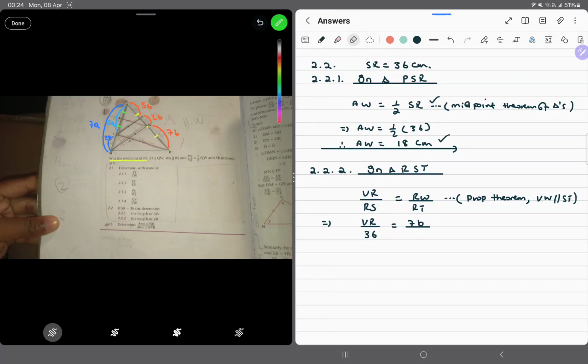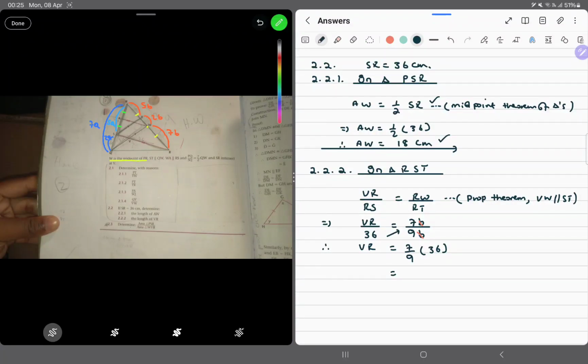Oh, the right one. RT is 9B. So this is RW, which is 7B, over RT, which is 9B. Okay, so the B's, because this is a ratio, they disappear. And then you just cross multiply. So VR is going to be 7 over 9 into 36.